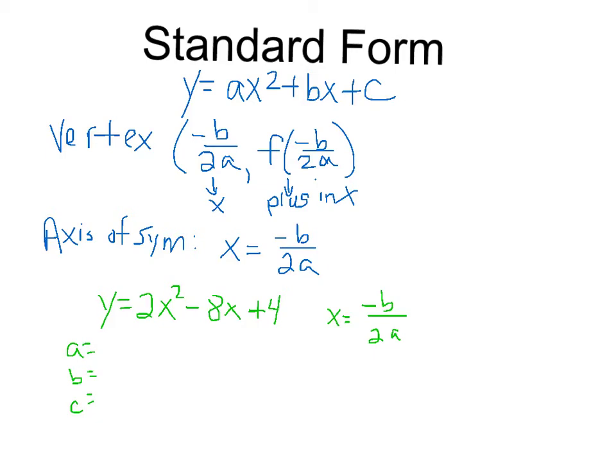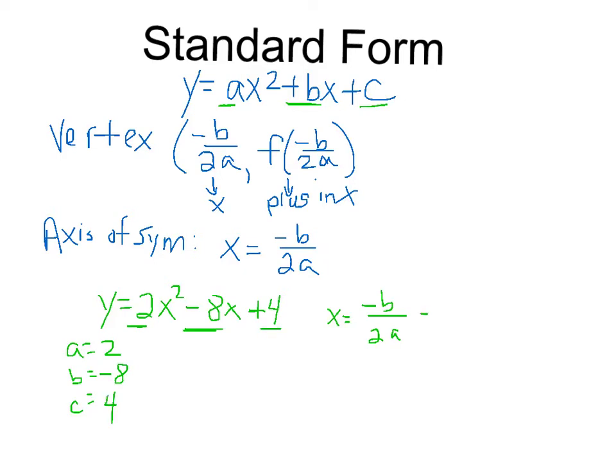A is always in front of my x squared term. Right here I have a 2 in front of my x squared term, so a is going to be 2. B is with my x term. Here we have minus 8, which will be negative 8 as my b value. And then the one by itself is your c, so that will be positive 4 in this situation.